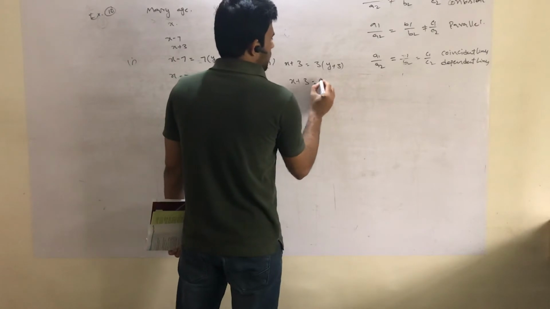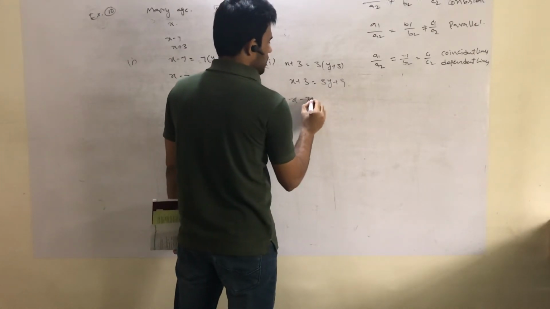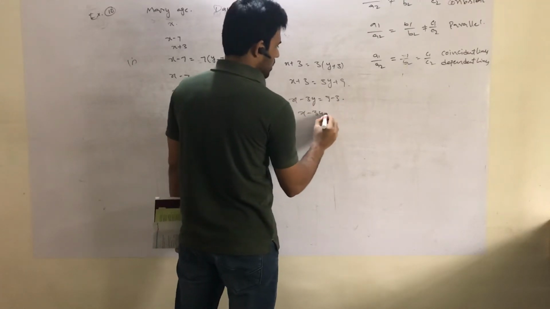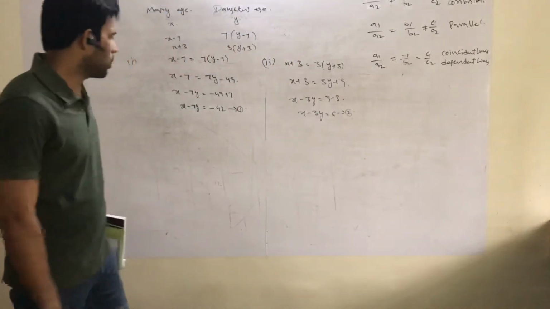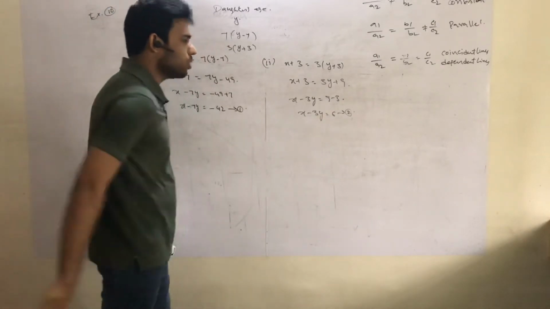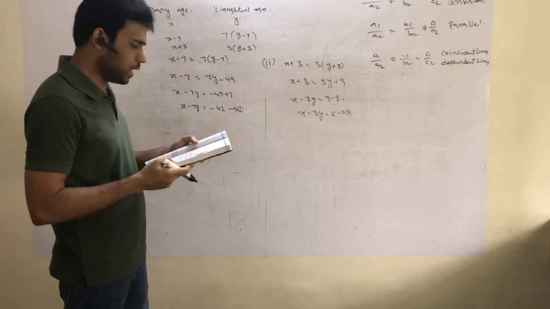So X plus 3, if you solve this, 3Y plus 9. So X minus 3Y equal to 9 minus 3. So X minus 3Y equal to 6, that is equation 2. Okay. So now we have got two equations: X minus 7Y equal to minus 42, and X minus 3Y equal to 6. If you solve these equations either by substitution method or elimination method.